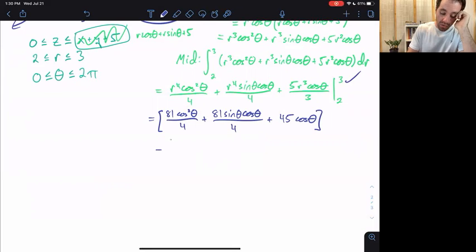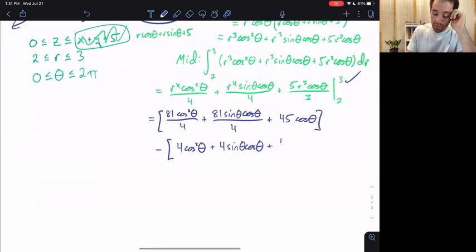Now we have to subtract the 2 version. 2 to the 4th is 16. Divide by 4 is 4. 4 cosine squared theta. 2 to the 4th again is 16. Divided by 4 is 4. So then this is plus 4 sine theta cosine theta. And then plus 5 times 2 cubed is 8. So 5 times 8 is 40. That's 40 cosine theta over 3.